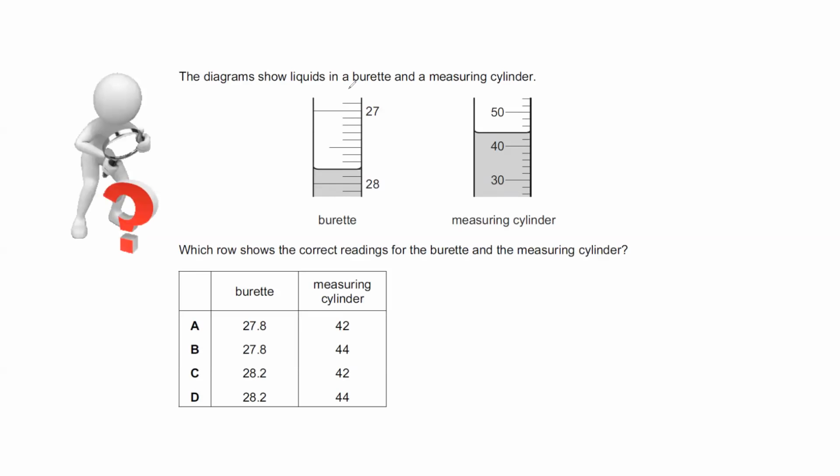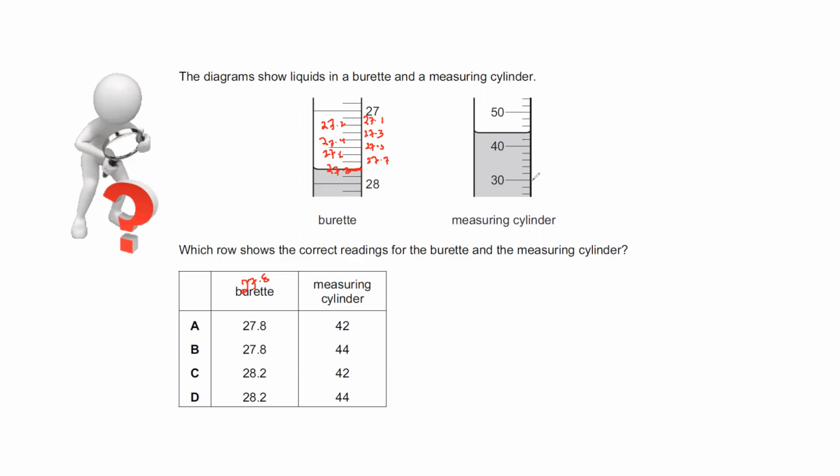But why is B the right answer? When you check, I told you a burette is accurate to 0.1. So this is 27. After 27, the first line will be 27.1, then 27.2, 27.3, 27.4, 27.5, 27.6, 27.7, and 27.8. The volume of the liquid which is removed, because we normally remove the liquid, or the reading of the burette, is 27.8.